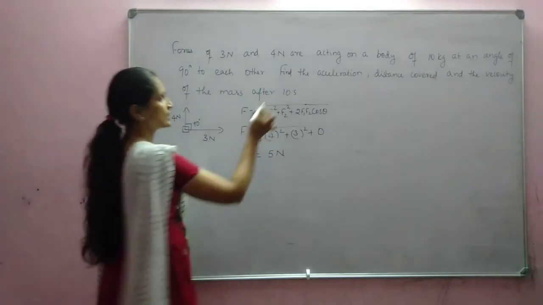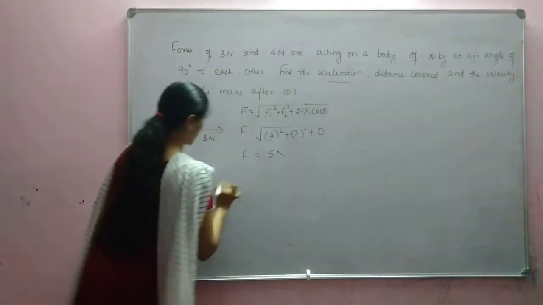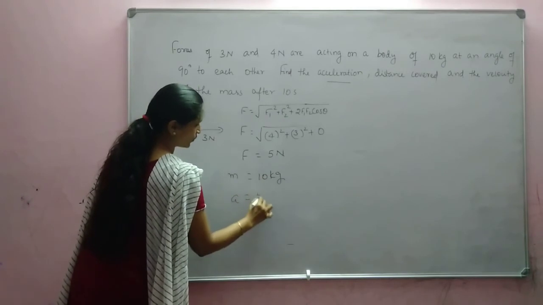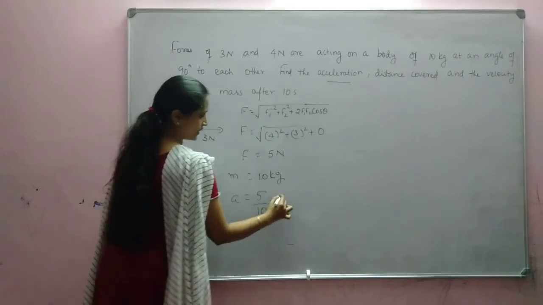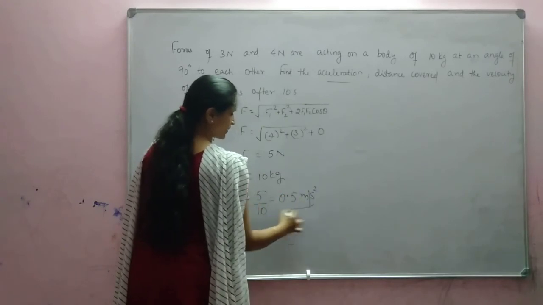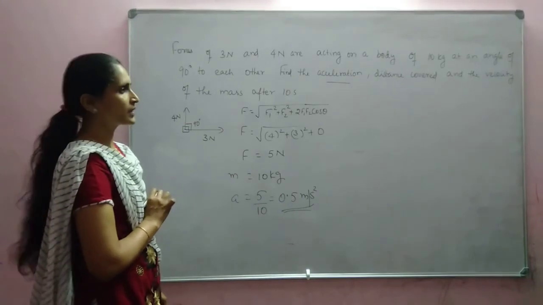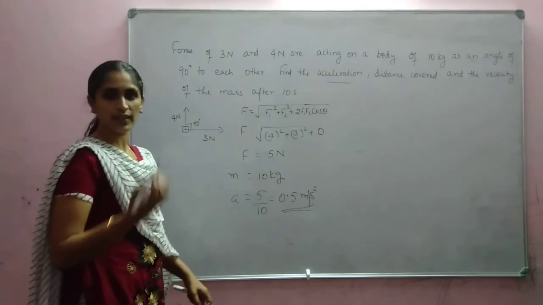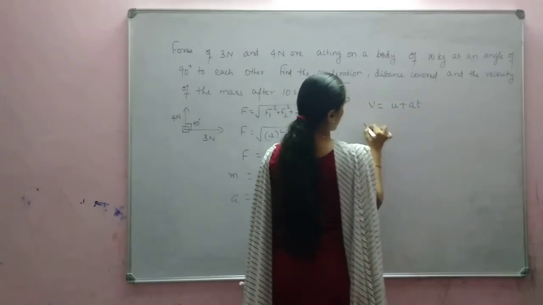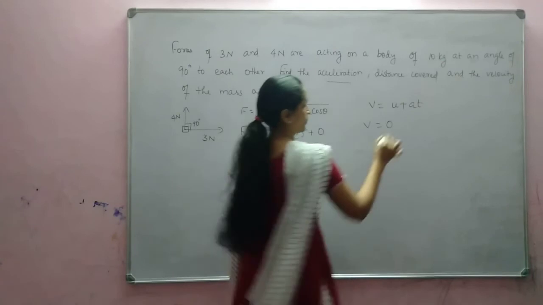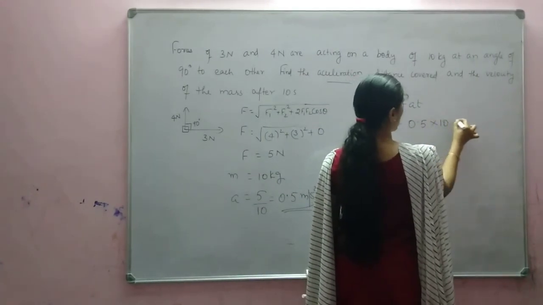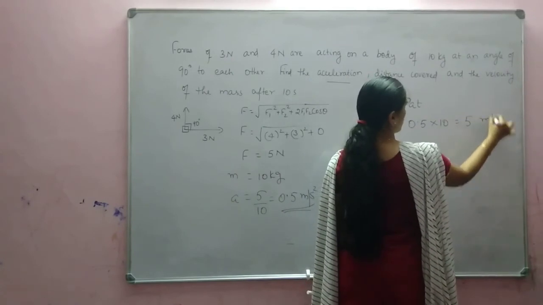Now we have to find the acceleration. Mass is given, m is equal to 10 kg. So acceleration is equal to 5 by 10 is equal to 0.5 meter per second square. Once you got the acceleration, you can find velocity of the mass after 10 seconds. V is equal to u plus at. Initial velocity is 0, acceleration is 0.5 into time 10. You will get 5 meter per second.